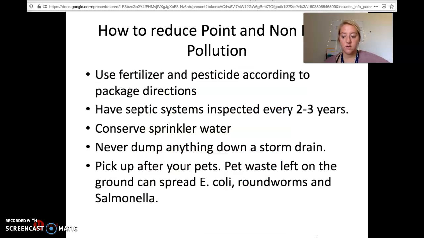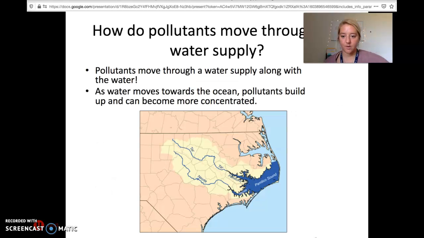Some other things you can do: wash your car over the grass and not on the cement. That way the soap is filtered through the ground instead of going straight to the storm drain. You can make sure that you are conscious about the water you're using. So maybe don't use as much water in the shower, or when you're washing your dishes, turn off the water in between washes so you're not wasting it and that's not going into the system. But that's a little bit of another topic. And again, we're going to talk about how those different pollutions go through the water supply.